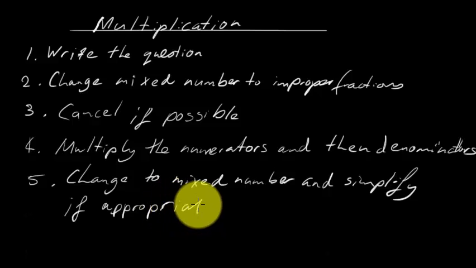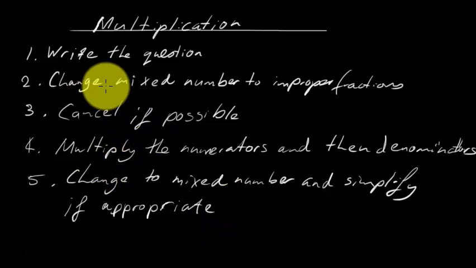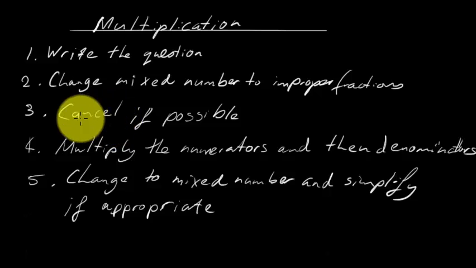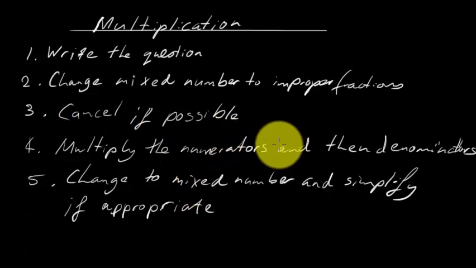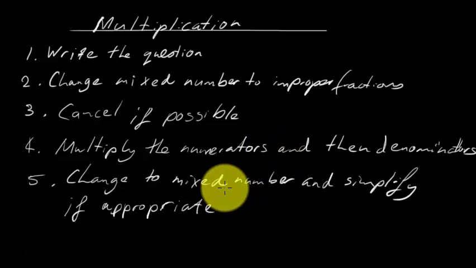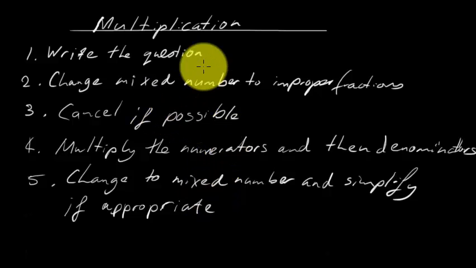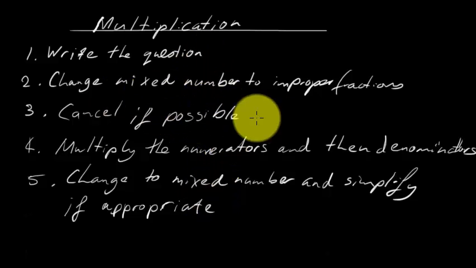Okay, so your textbook has this as 4 steps, but it's really 5 because the textbook has 2 and 3 together. But really that 3 is a separate step that comes after changing mixed numbers to improper fractions. Okay, let's look at an example of all these steps. What I'll do is erase the rule as we're going along.